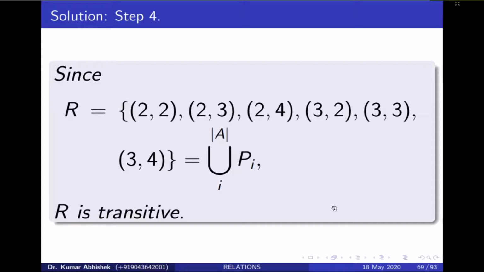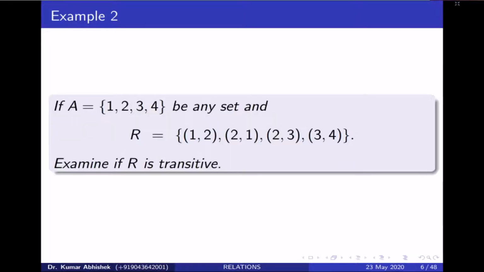So we will be using the same technique with a little bit of tweaking to compute the transitive closure of a relation R. Now, to understand how we employ the technique discussed in example number 2 to find whether the given relation is transitive or not, to find out the transitive closure of a relation, we consider example 2.